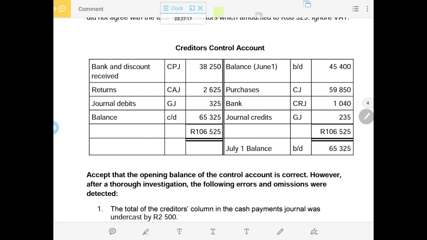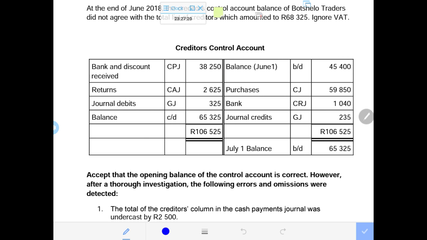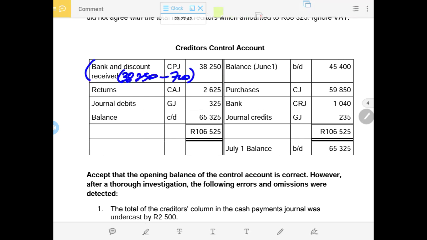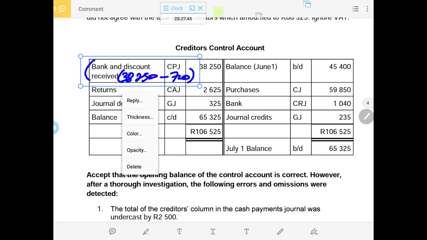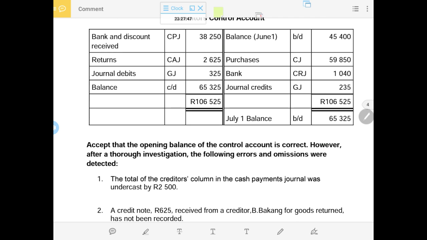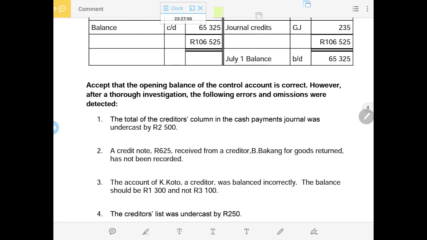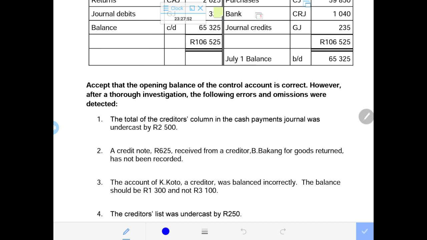So now we will be recording. In other words, when we make an adjustment, if let us say the error was made in the cash payment journal, we need to deduct from our cash payment journal. We'll say bank and discount, open brackets, 38,250 minus 700, if we need to deduct the amount that was recorded incorrectly in the cash payment journal. So now we need to look at the transaction in terms of the details. Then let us go and read our additional information.